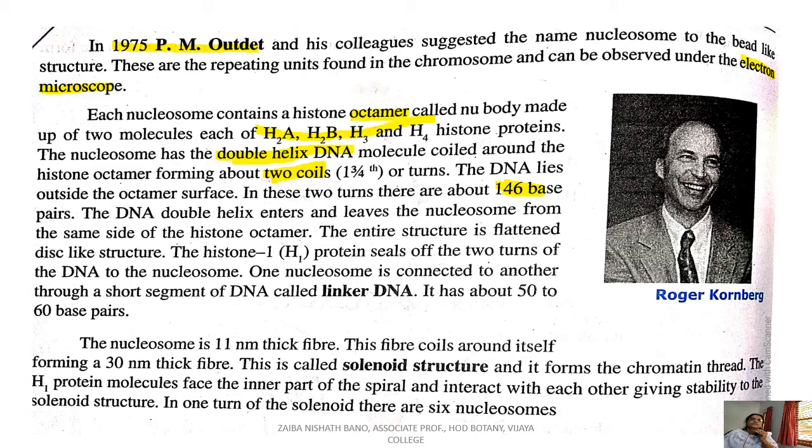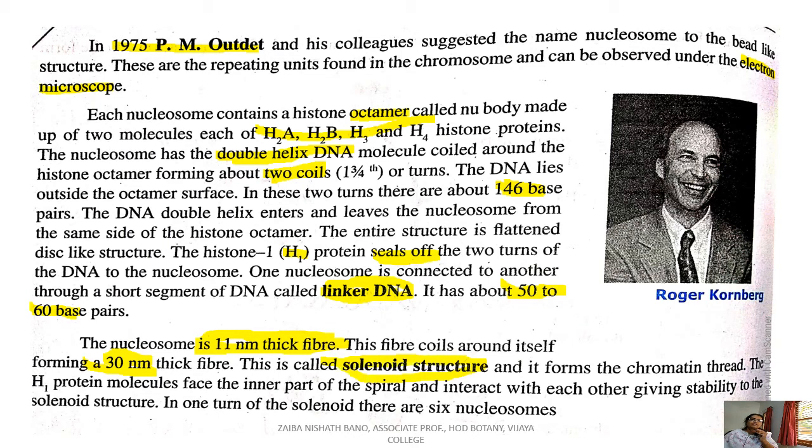The entire structure is flattened into a disc-like structure, and the histone H1 protein seals the two turns of DNA to the nucleosome. One nucleosome is connected to another by a short segment of DNA, which I told you is called the linker DNA, having about 50 to 60 base pairs. The entire nucleosome is an 11 nanometer thick fiber. The fiber coils around itself, forming a 30 nanometer thick fiber. This is called the solenoid structure and it forms the chromatin thread.